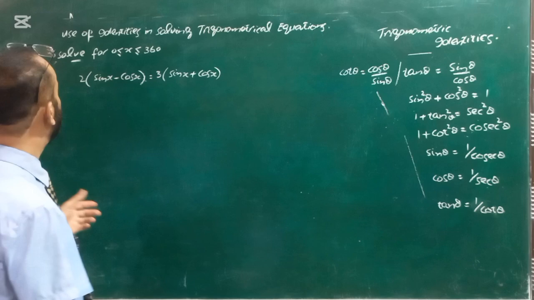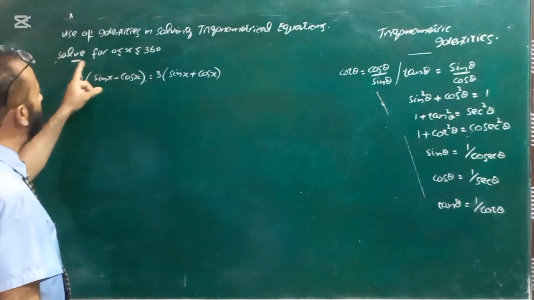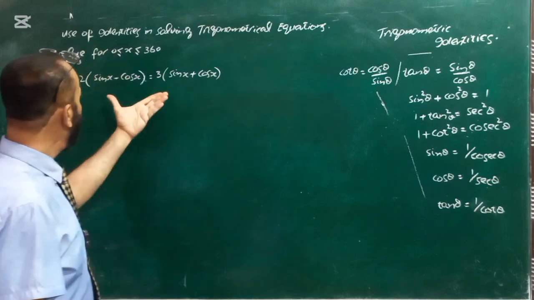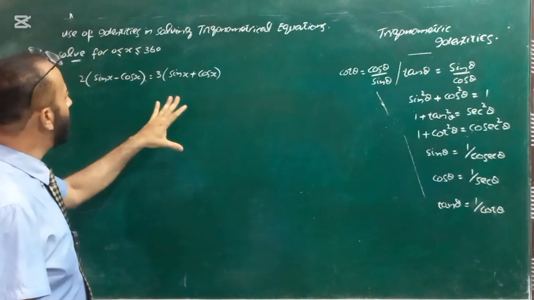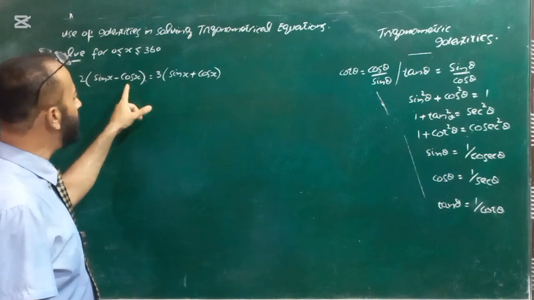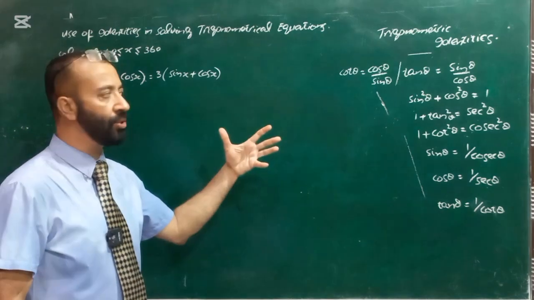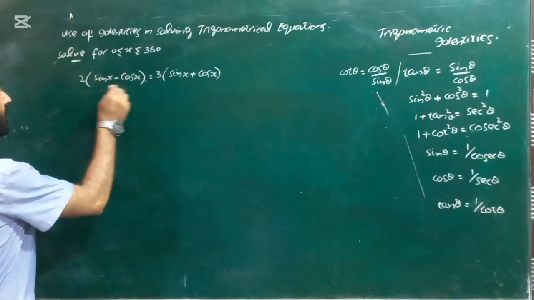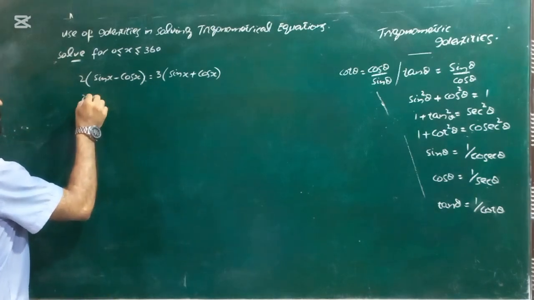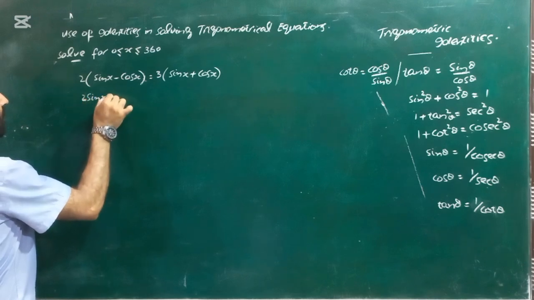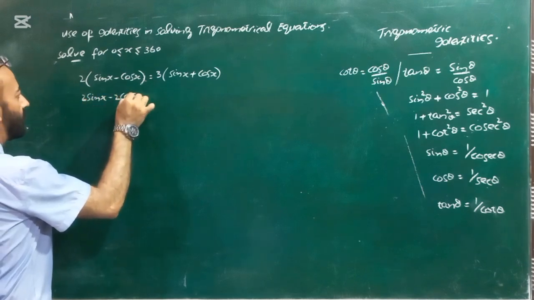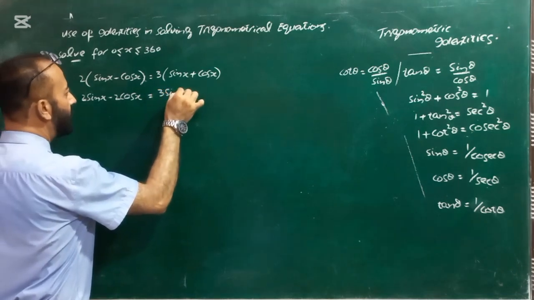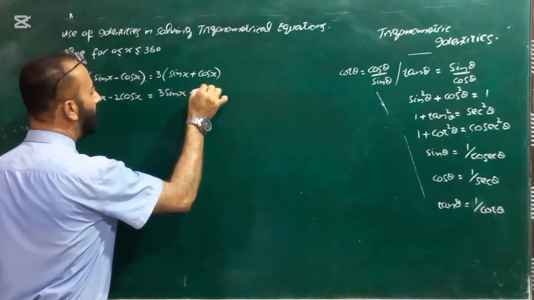Here is another question. This statement is again same. Solve for x greater than or equal to 0, lesser than or equal to 360. And here is the question. If you look at the question, here are two different quantities. There are two different trigonometrical ratios. So first we will convert them into single one. So open the brackets now. So it will become 2 sin x minus 2 cos x. On the right hand side, open the bracket. So this will become 3 sin x plus 3 cos x.